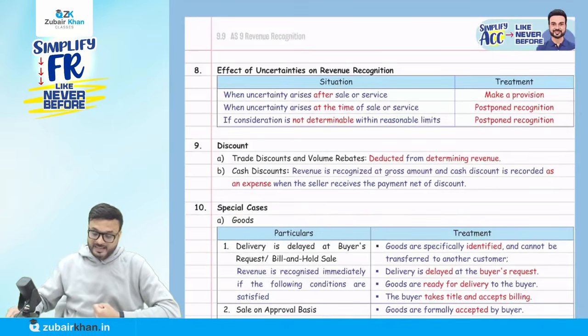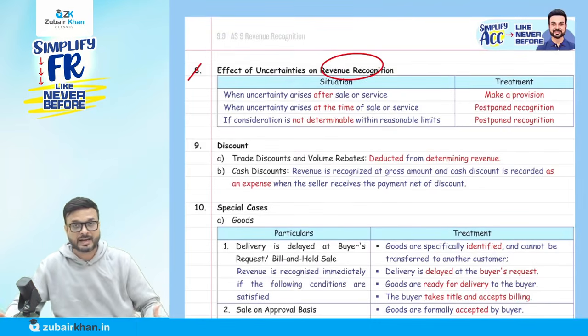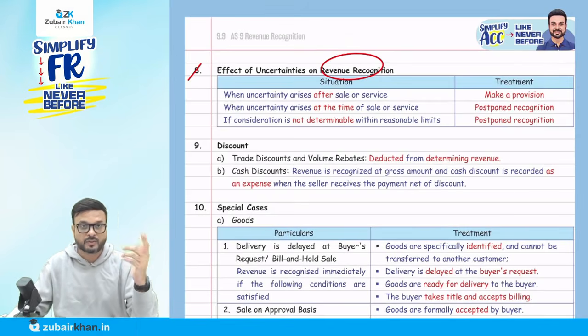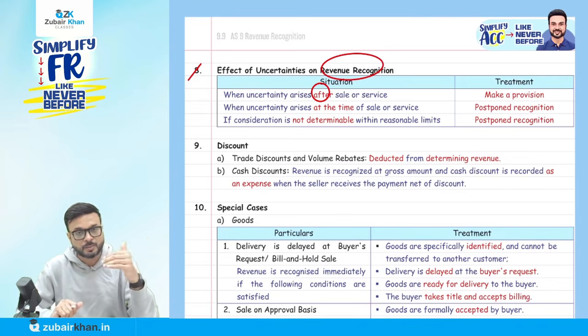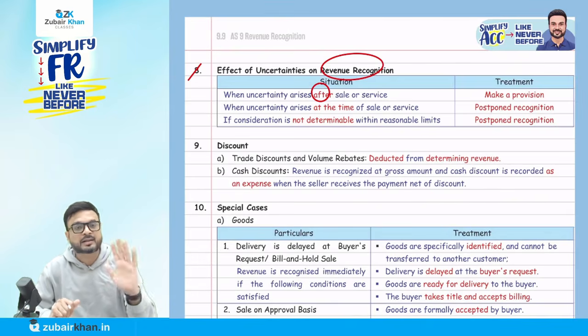Point number 8 says the effect of uncertainty on revenue recognition. What does it mean here? It means when to recognize revenue in the presence of uncertainty, one by one. First, they say when uncertainty arises after the sale of service. Once you provide the services or sell the goods, you recognize the revenue at the time of sale. It's a receivable, that is, you pass the entry: debtors account debited, sales account credited.